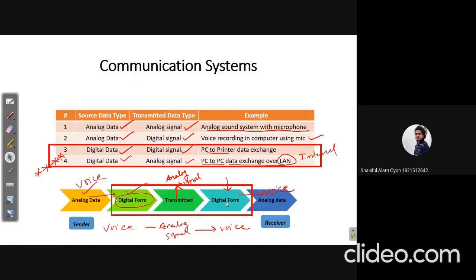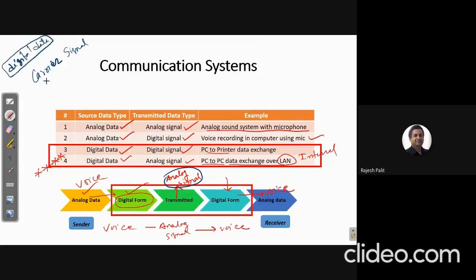Sir, is the transmission part easier because it's an analog signal? Let me explain. This analog signal is called the carrier signal. We have the digital data. Then according to the attribute of the digital data, we change the attribute of the carrier signal. The carrier signal is just an analog signal.